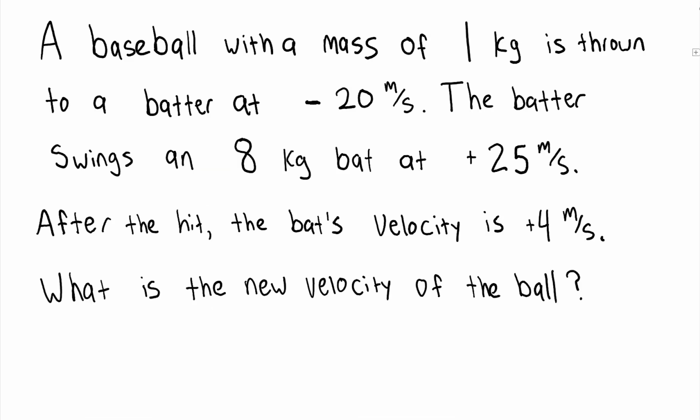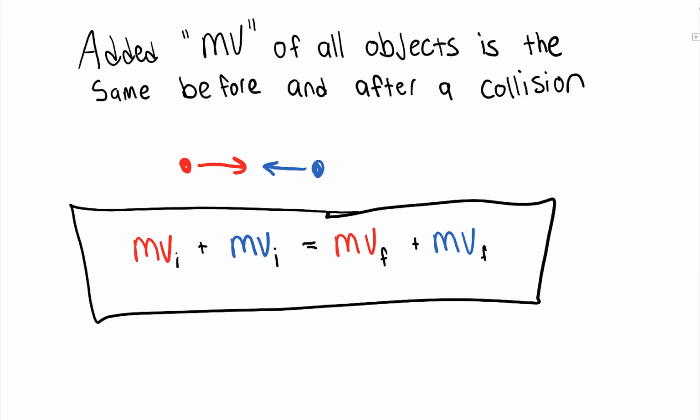So here's an example. A baseball with a mass of 1 kilogram is thrown to a batter at negative 20 meters per second. It's negative because it's going towards the batter. The batter swings an 8 kilogram bat at 25 meters per second forwards. That's what this plus means. After the hit, the bat's velocity is positive 4 meters per second. What's the new velocity of the ball? So this is a collision involving two objects. We have a ball and a bat at the beginning. We have a ball and a bat at the end.